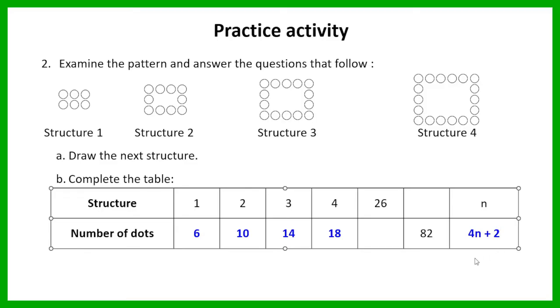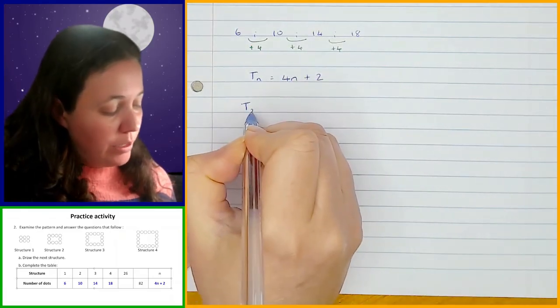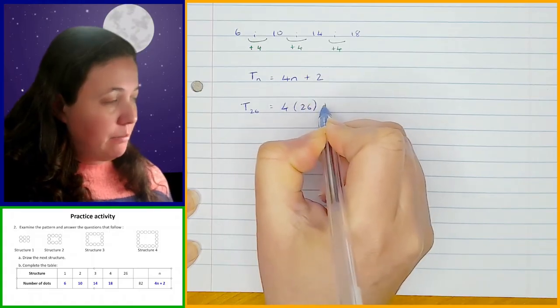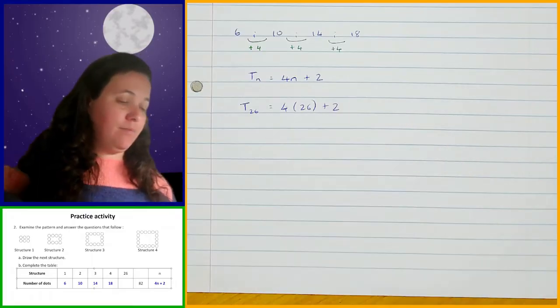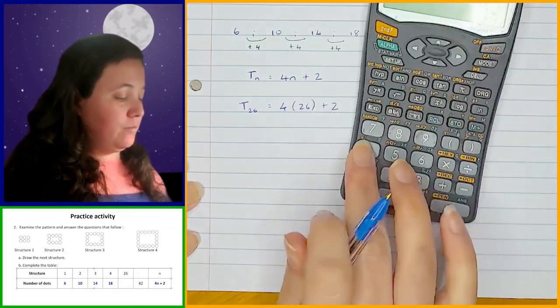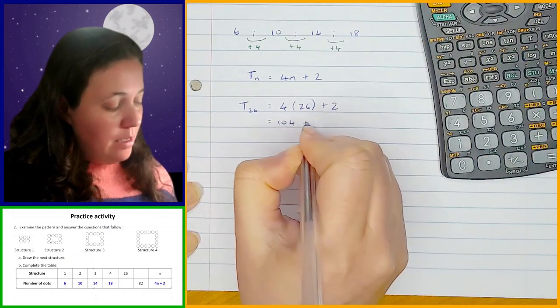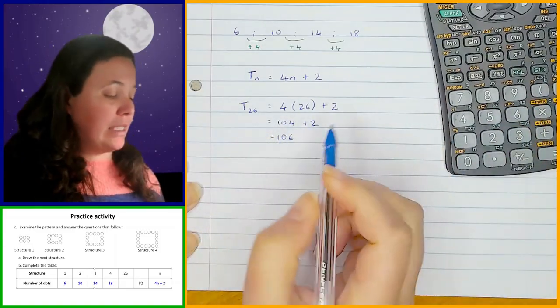Okay, now let's go and work out what the 26th term is equal to and which term is equal to 82. Okay, so first for the 26th term, we're working out t26. So that's 4 times 26 plus 2. Okay, so 4 times 26 is 104 plus 2 gives you 106. So that's what you should have got for the 26th term.